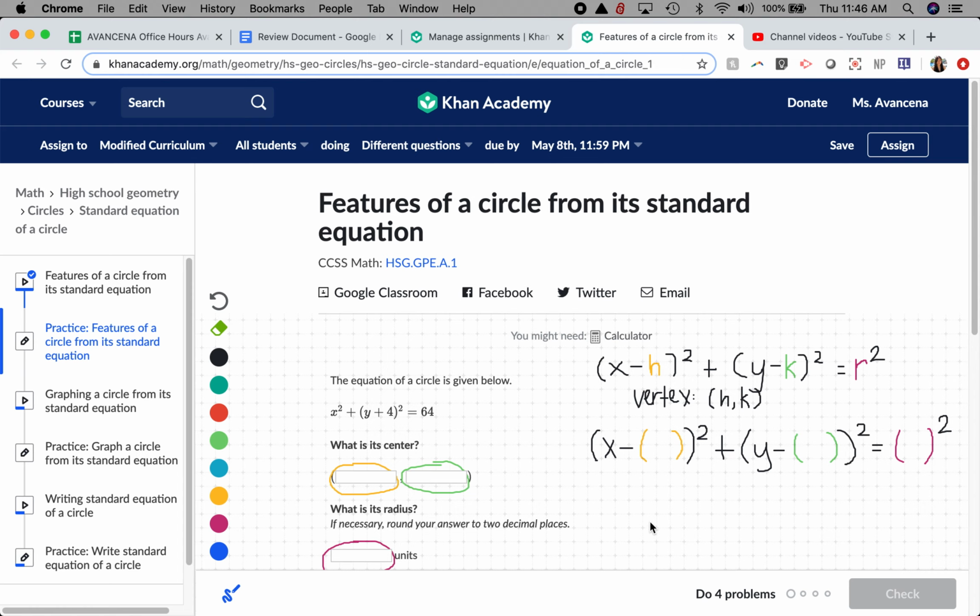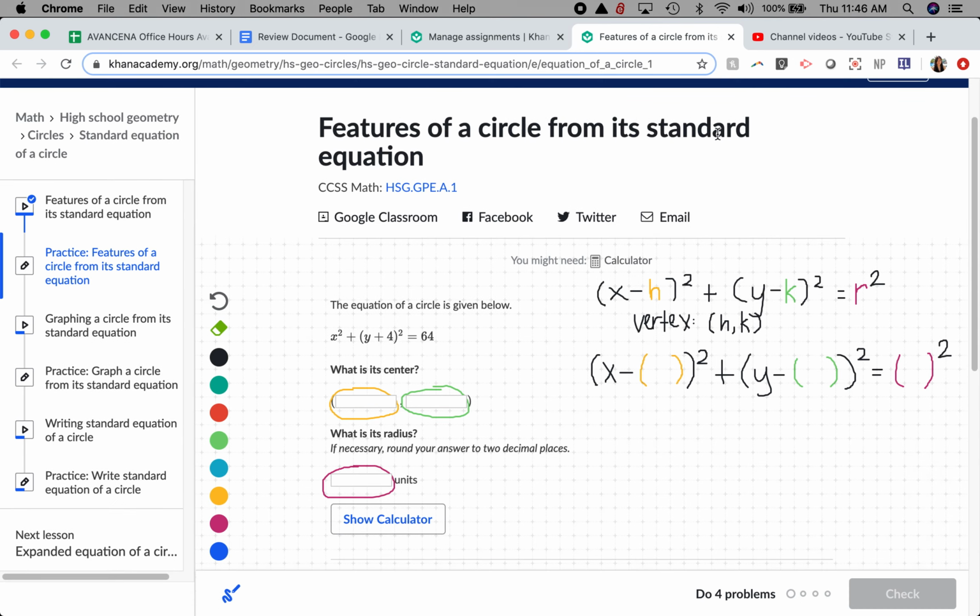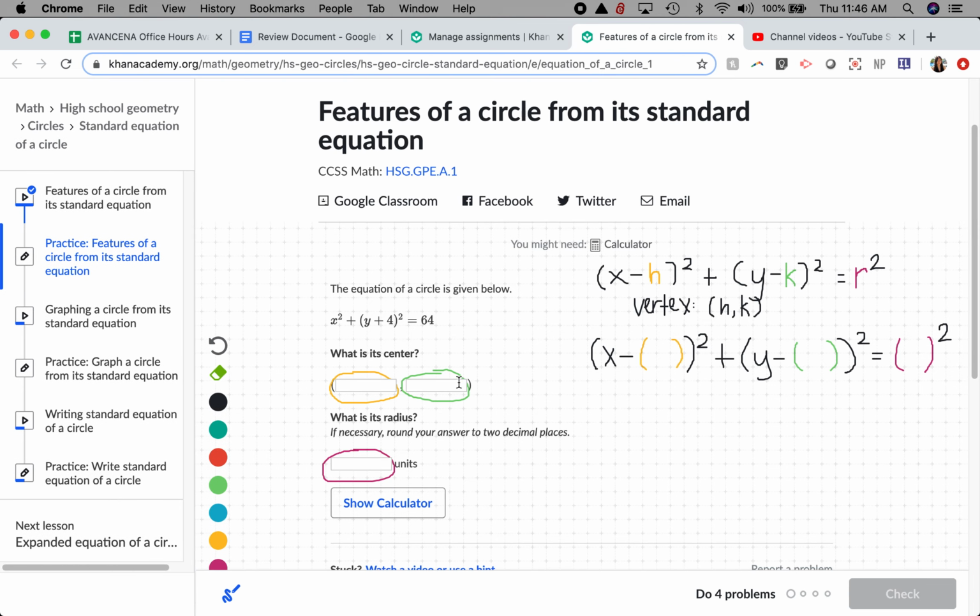This video is going to go over how to find the answers for an exercise in Khan Academy with the title Features of a Circle from its Standard Equation, which was assigned on the first week of distance learning. So for this first question, we are given an equation of a circle in standard form, and our job is to find its center and its radius.